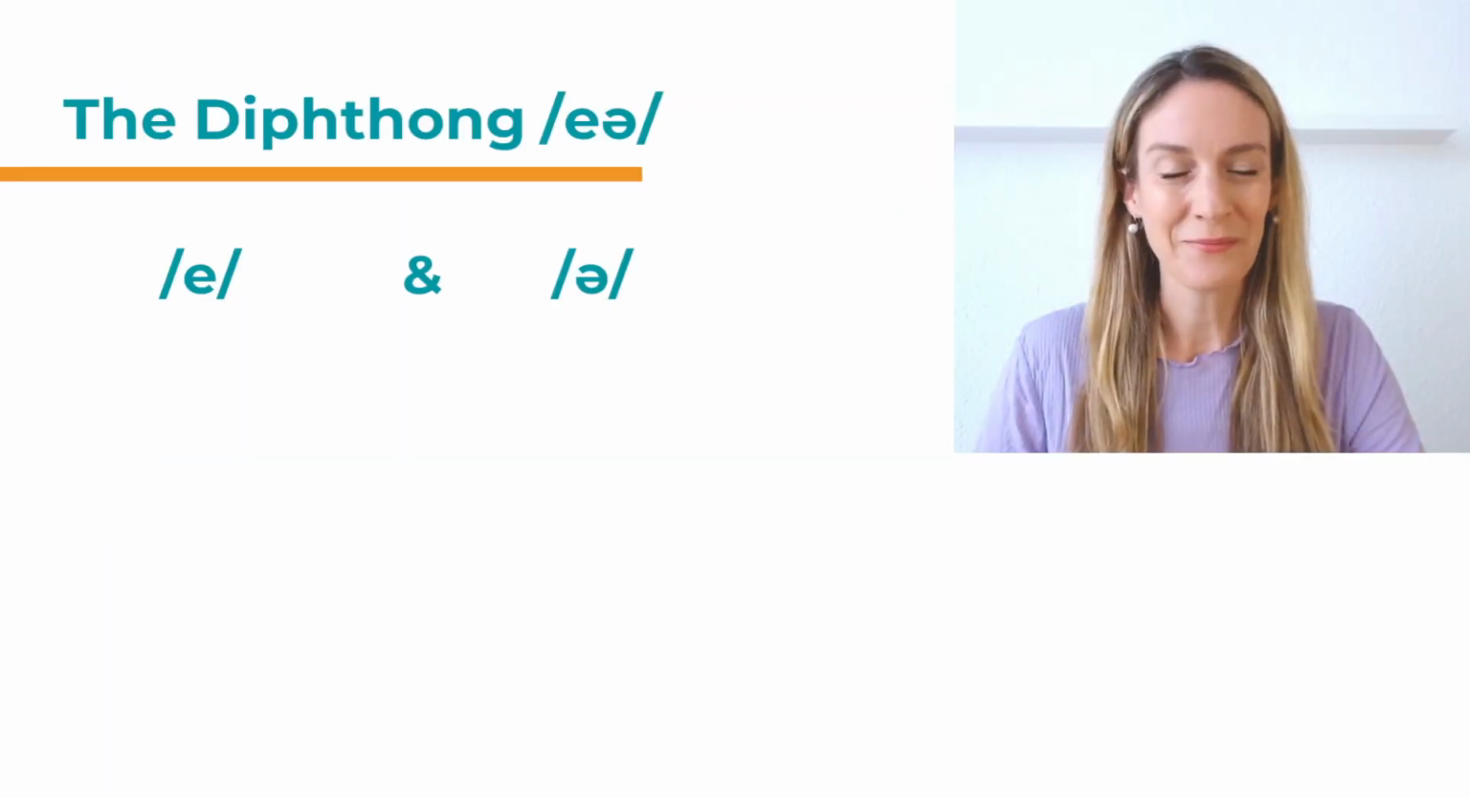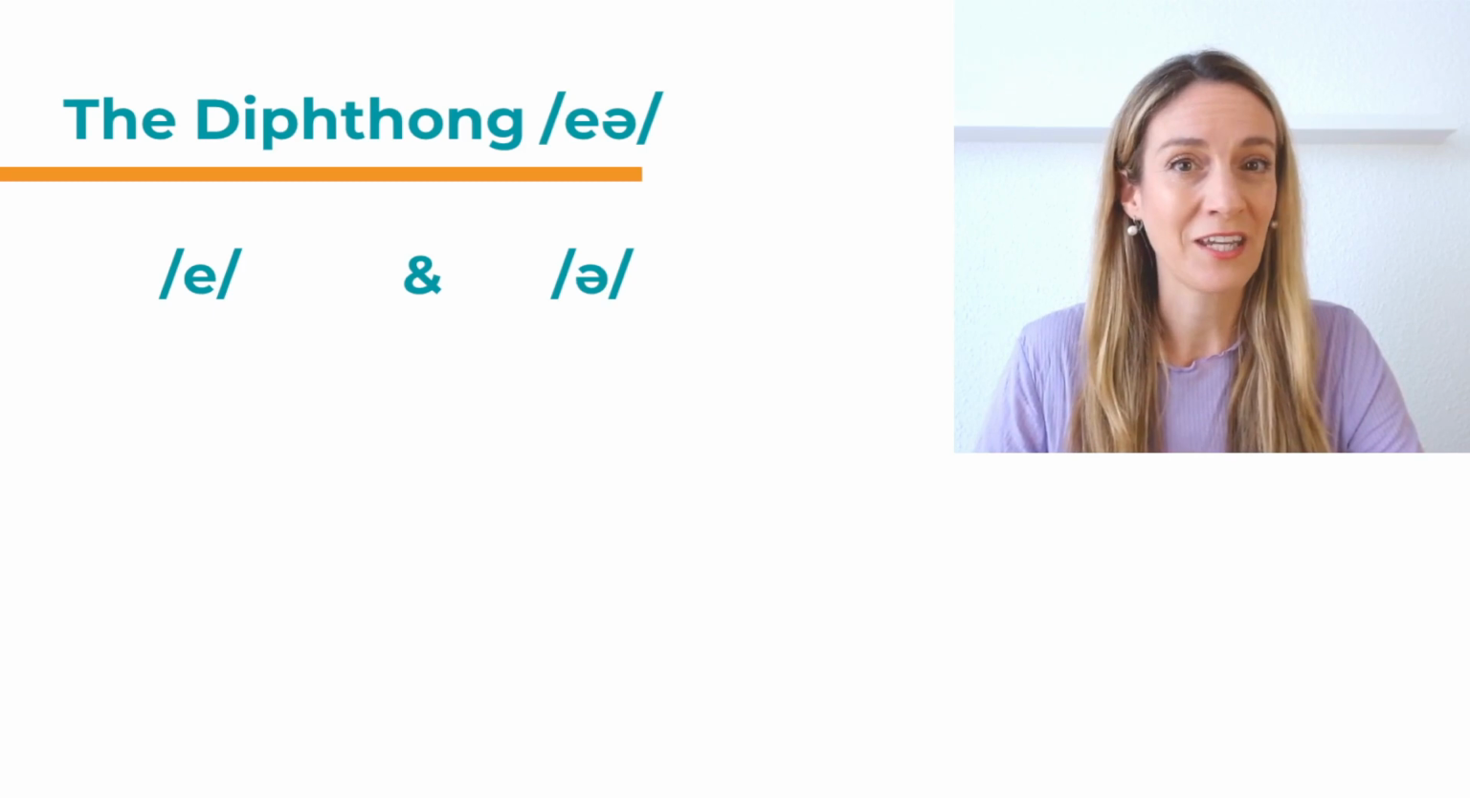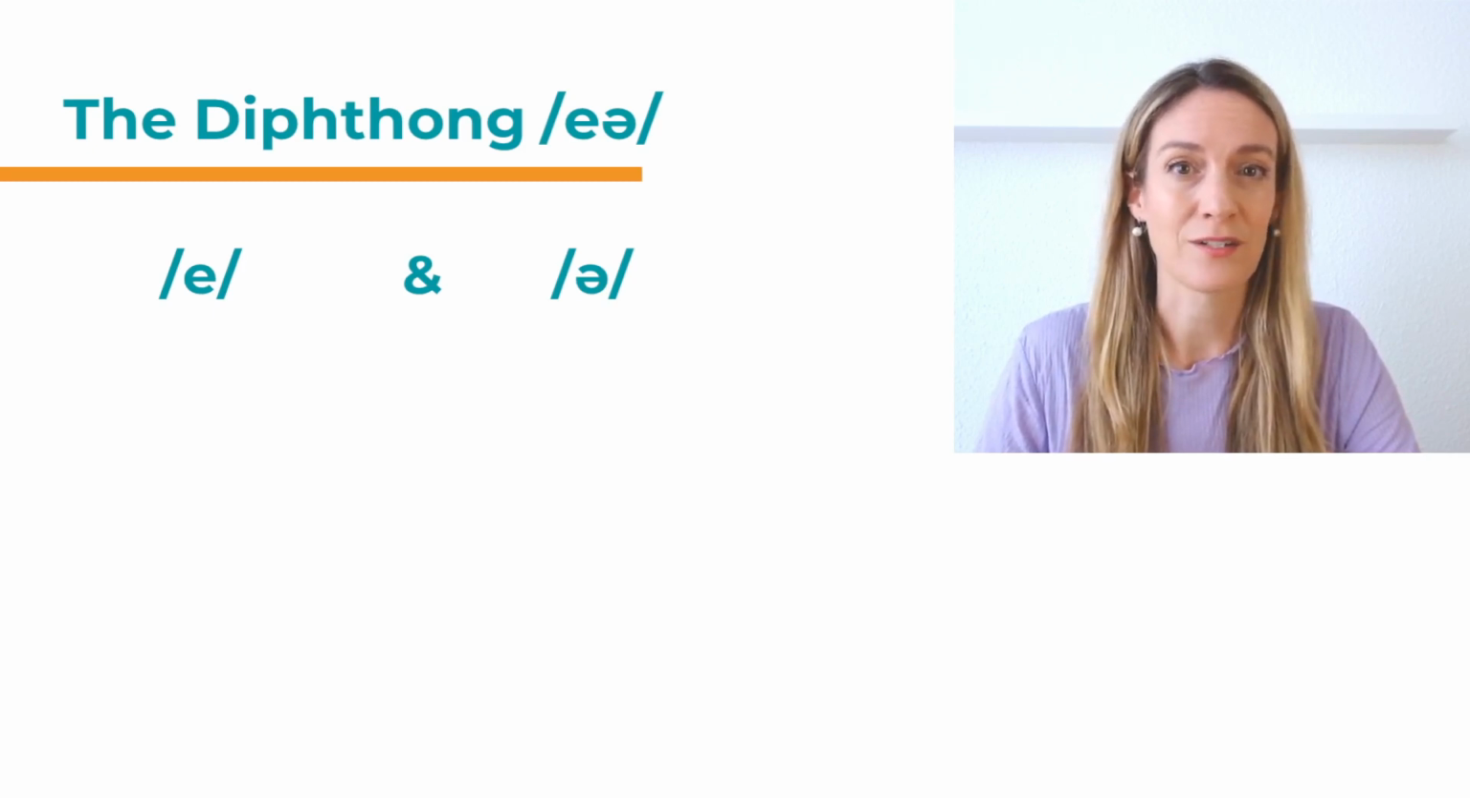Hi everybody, and welcome back to another video on our diphthongs in English. Remember, a diphthong is a double vowel sound. That means it's a combination of two individual vowel sounds. In this case, we're going to have a look at air, and that is a combination of e and a. Let's have a look in detail.